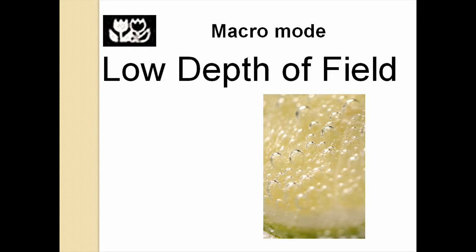Macro mode, those of you with the flower symbol, also called close-up mode in some cameras. It also gives you a low depth of field, but it gives you the added benefit of being able to step closer to the subject. Normally, with your camera, you can only, maybe this is the minimum distance you need to be to focus on something. If you get any closer, you just can't focus. But if you put macro mode on, you can now get really close, sometimes this close to your subject, and focus.